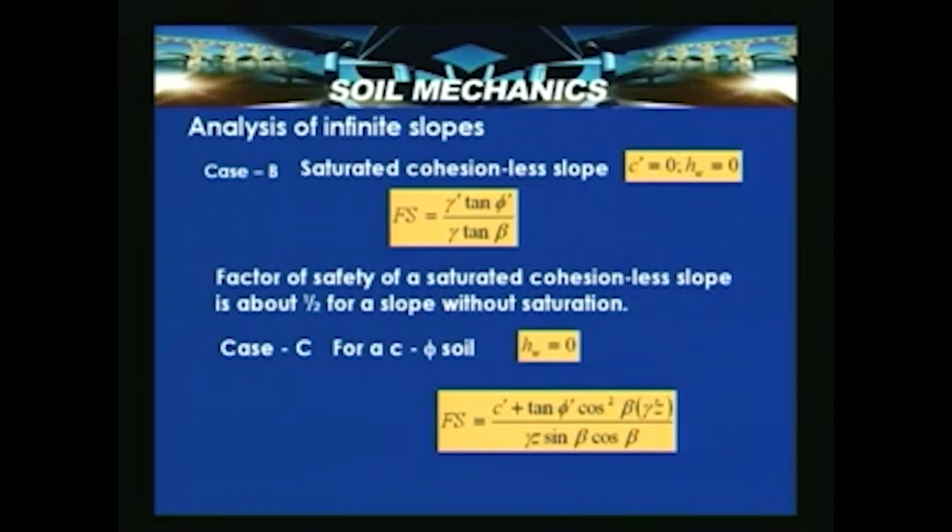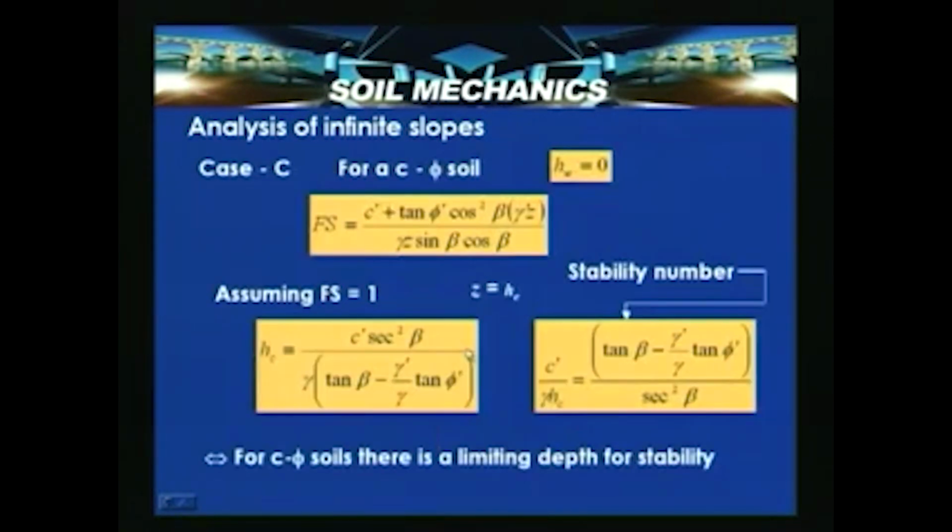For a c-phi soil with h_w equal to 0, we can write the expression: factor of safety is equal to c' plus tan phi' cos square beta into gamma' z, divided by gamma z sin beta cos beta. So, that means again a c-phi soil, but under saturated conditions with the water table at the top surface, that is, at the slope surface.